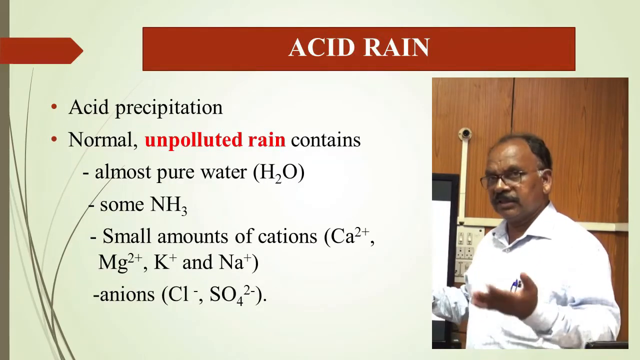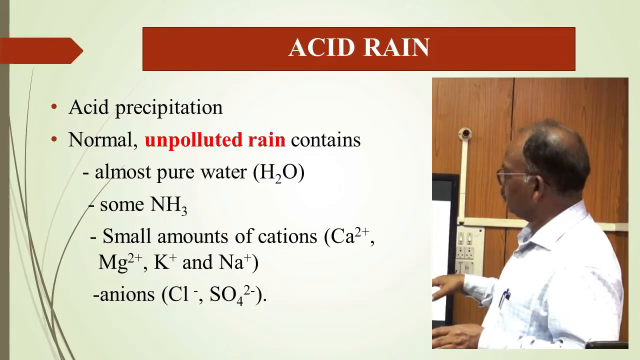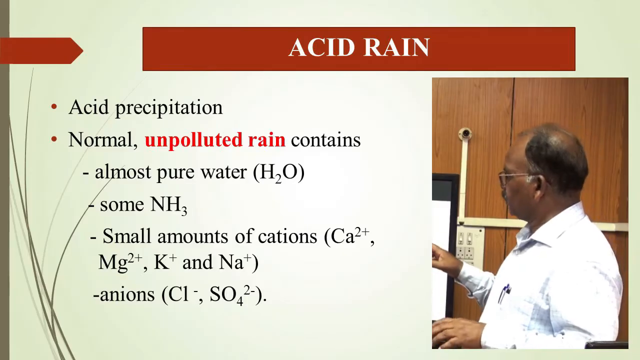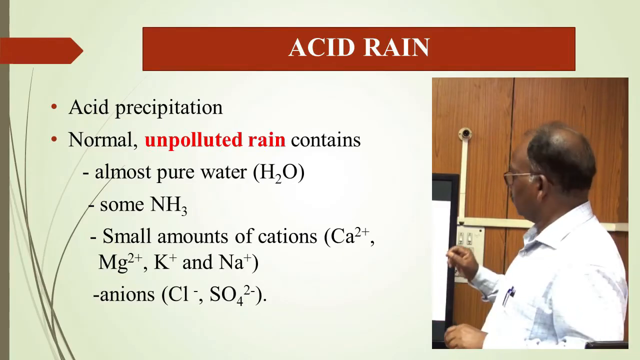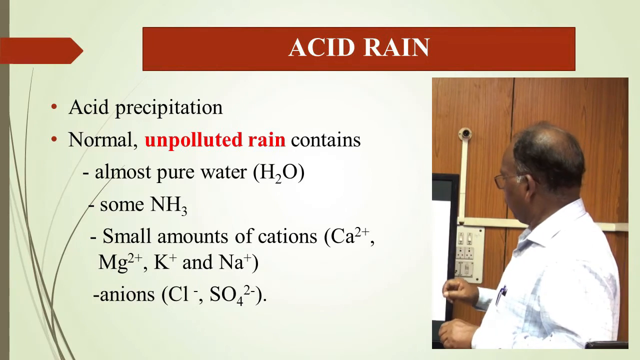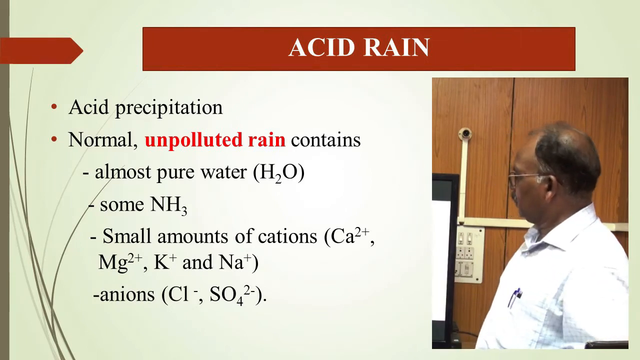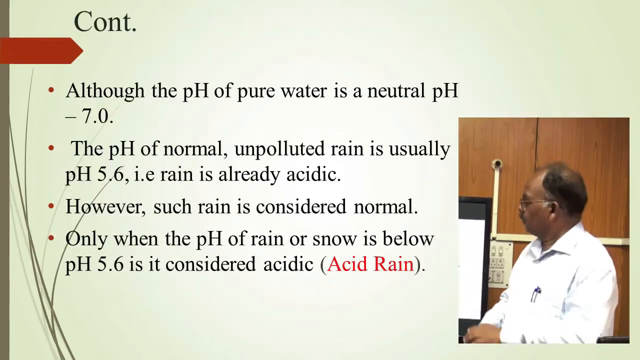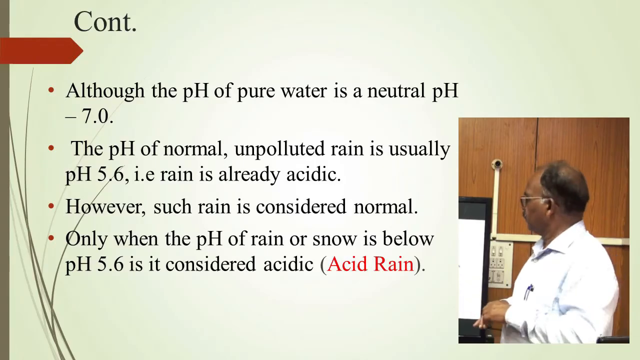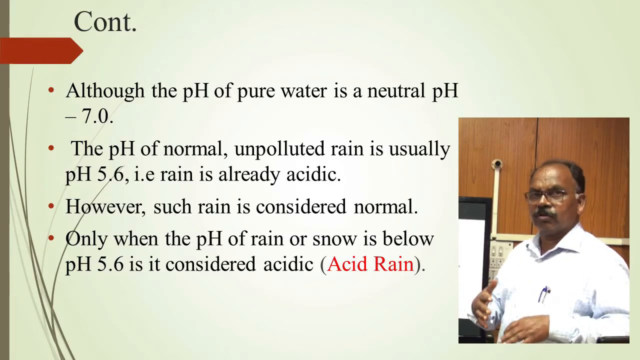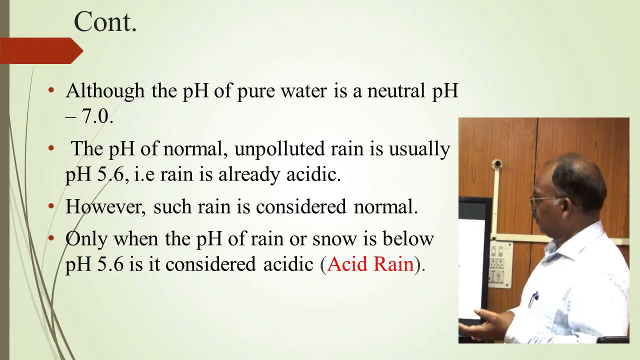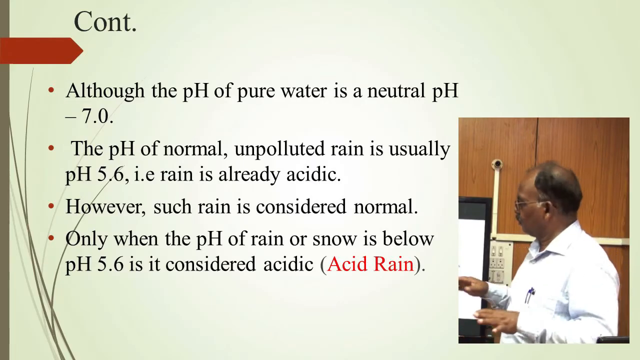Acid rain. What is acid rain? Acid rain is also called acid precipitation. Generally, unpolluted rain contains pure water, ammonia, small amounts of cations such as calcium, magnesium, potassium and sodium, and anions including chlorine and sulfate. The pH of pure water is neutral, that is 7. The pH of normal or unpolluted rain is usually 5.6. That means rain is already acidic. However, such rain is considered normal rain.